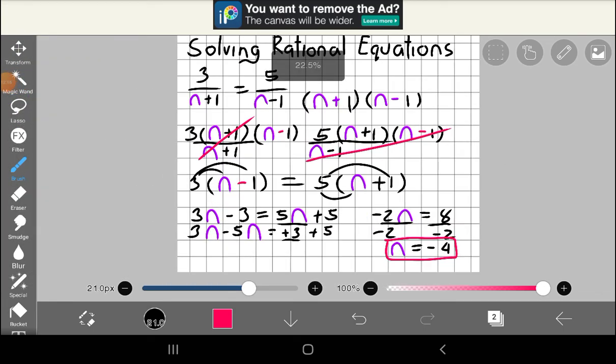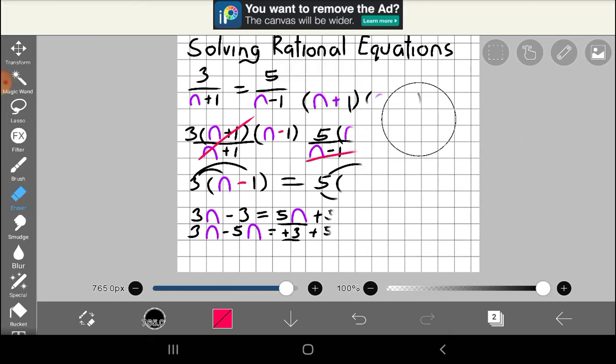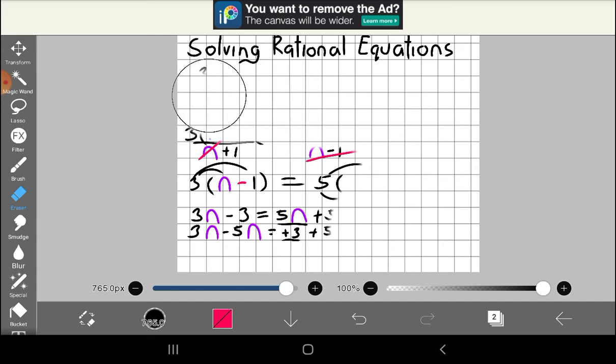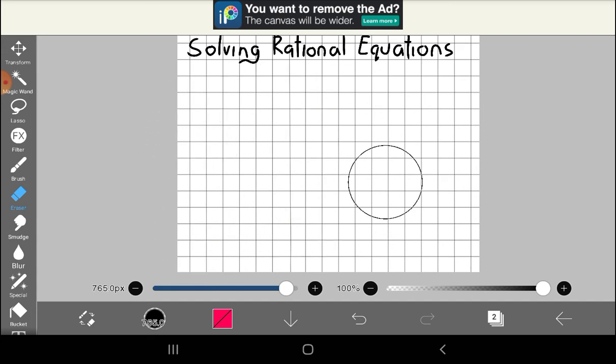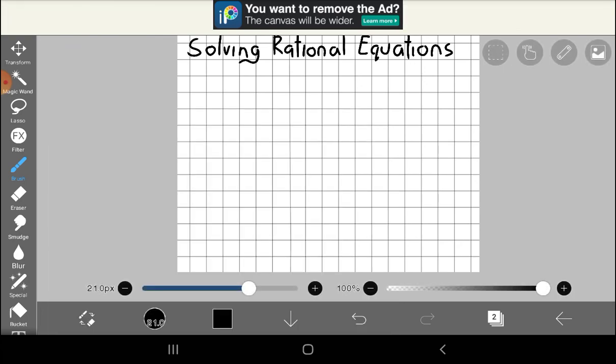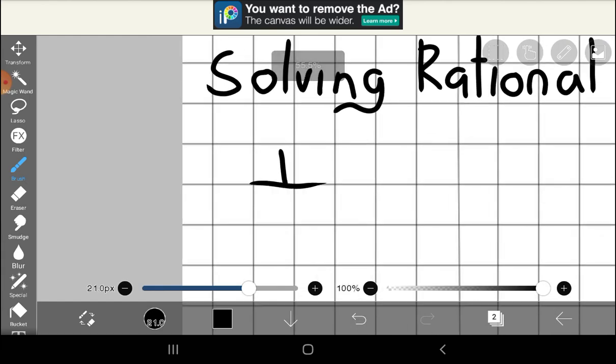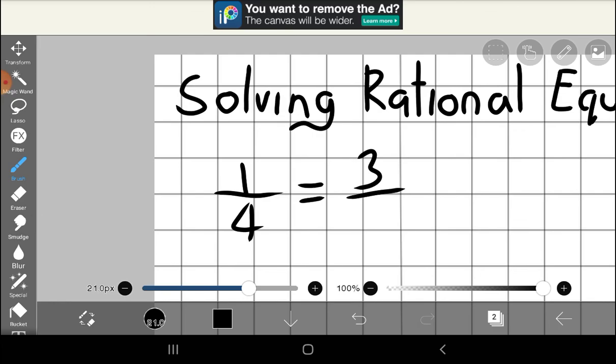Now let's give more examples. This is the last example. So what if 1 over 4 equal to 3 over 4?